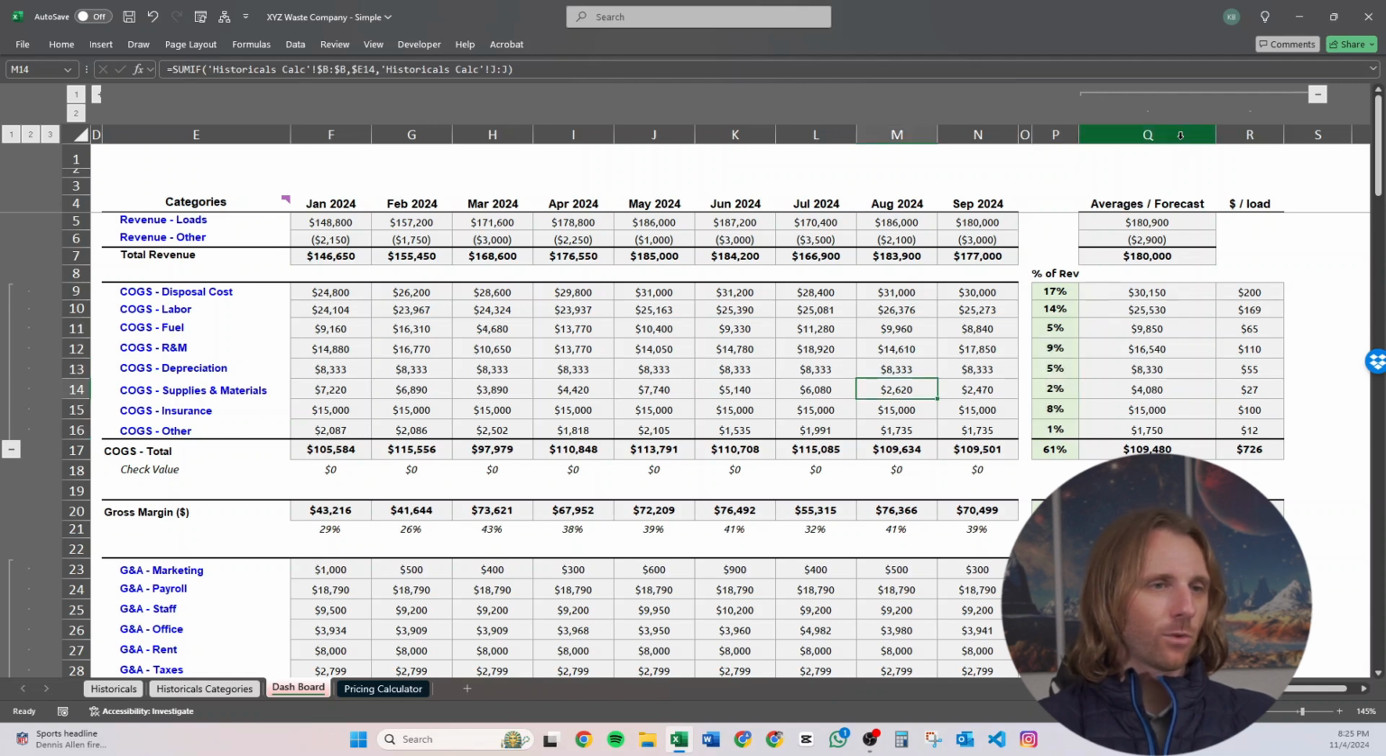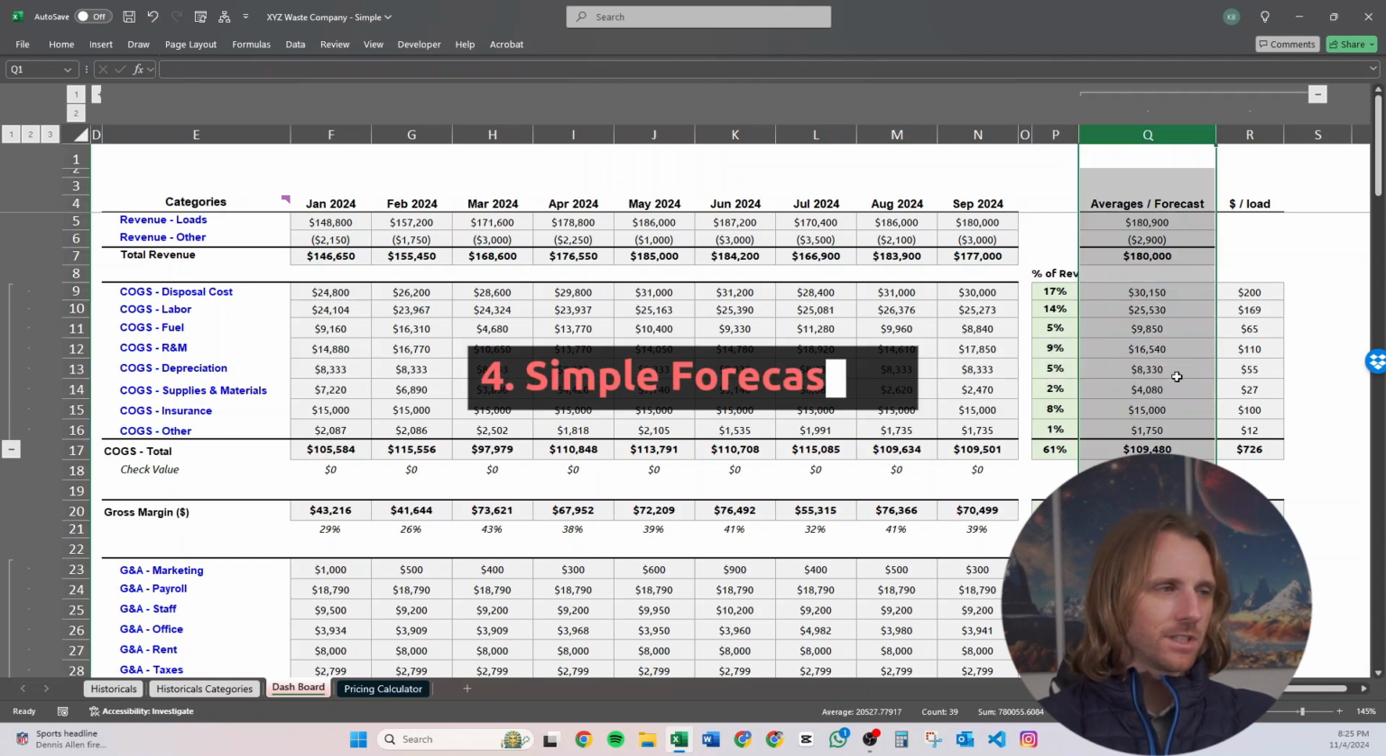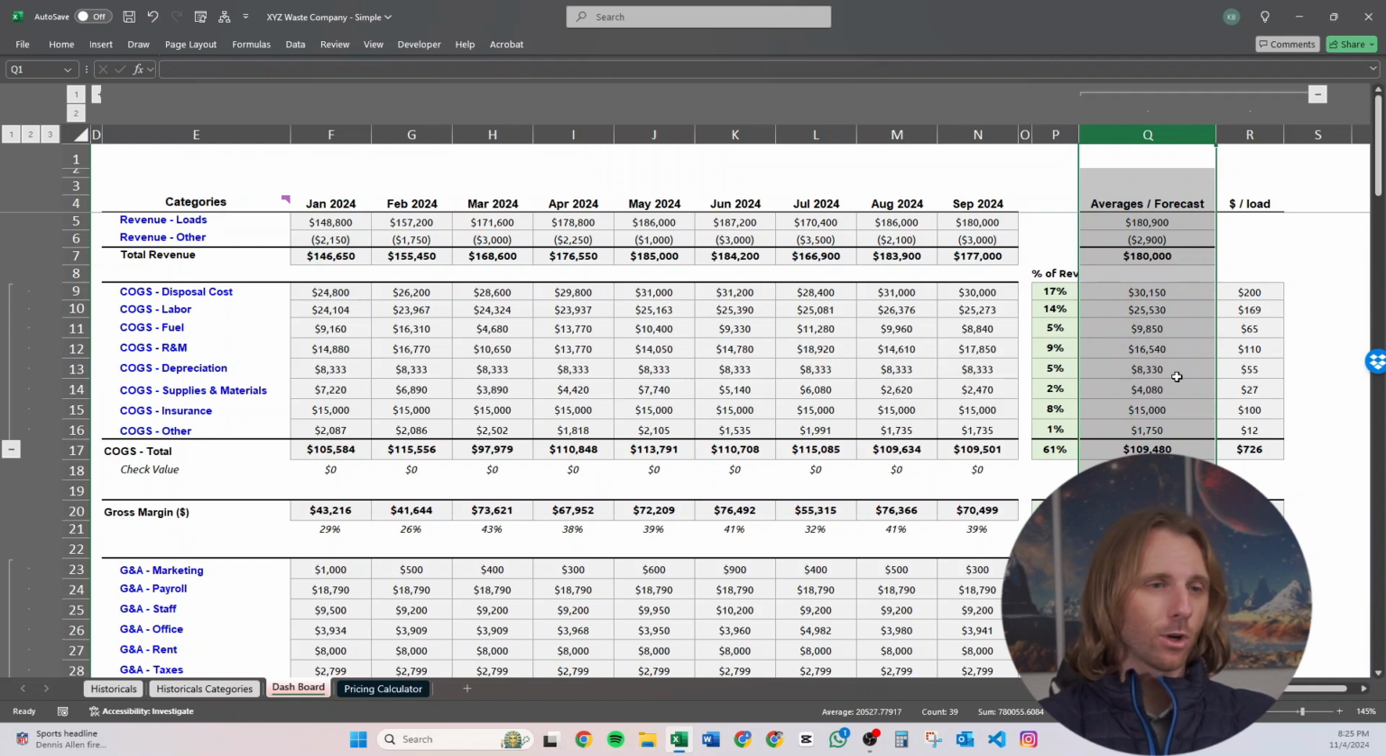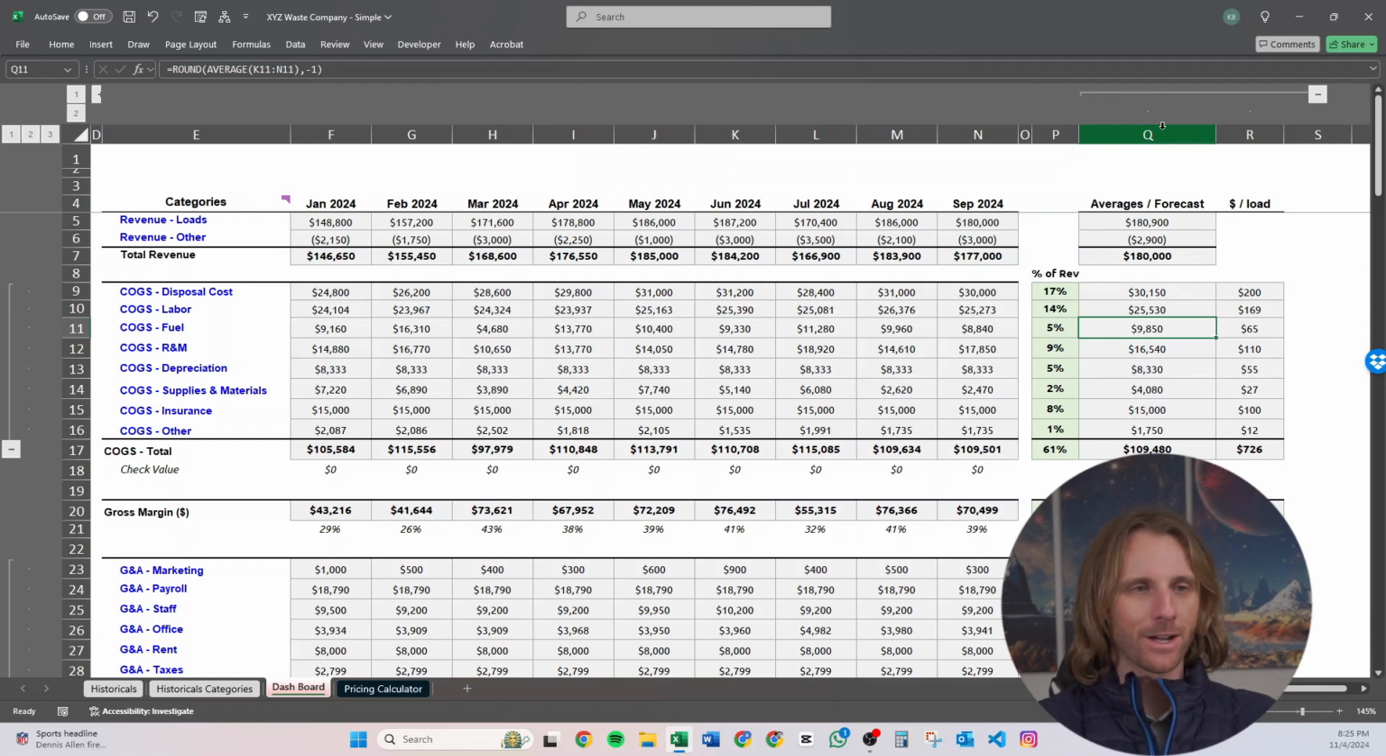Next, you can see that I've got a forecasting column here. Oftentimes owners will ask me about a particular profitability that they'd like to reach, or maybe even a particular gross margin that they'd like to reach. This forecasting column helps you play around with the numbers to see what your P&L would need to look like in order to hit some of the goals that owners ask me about.